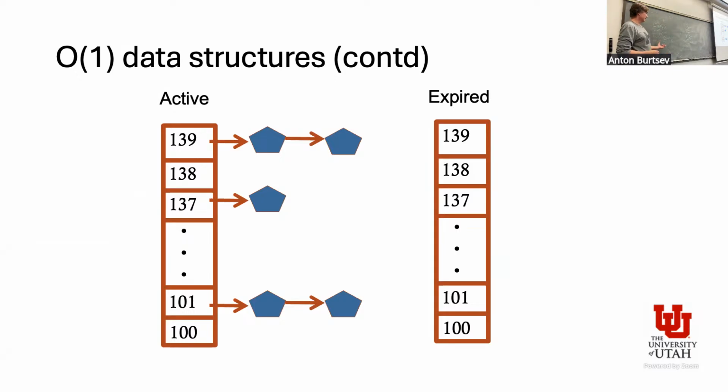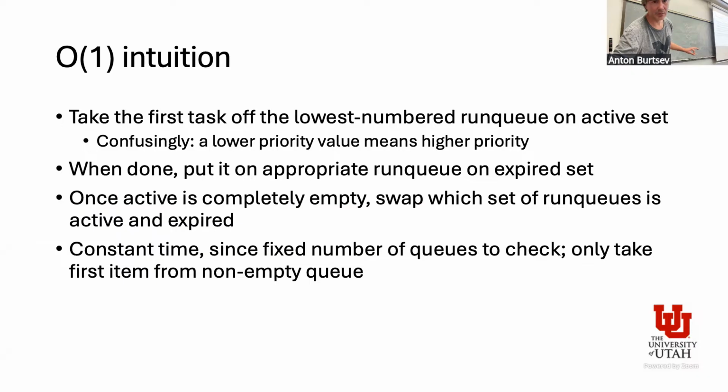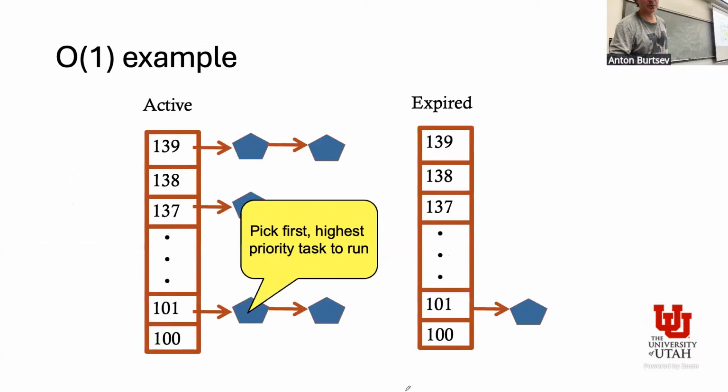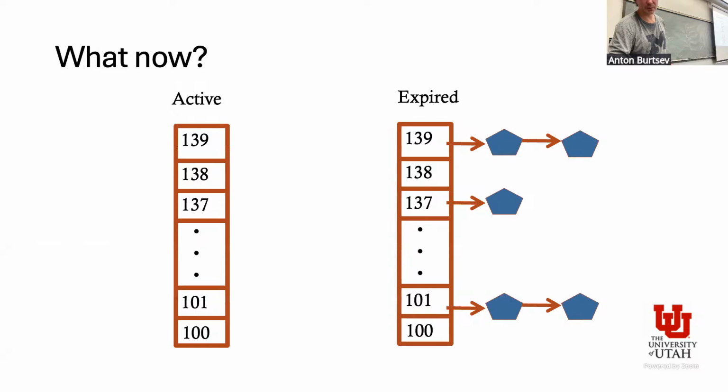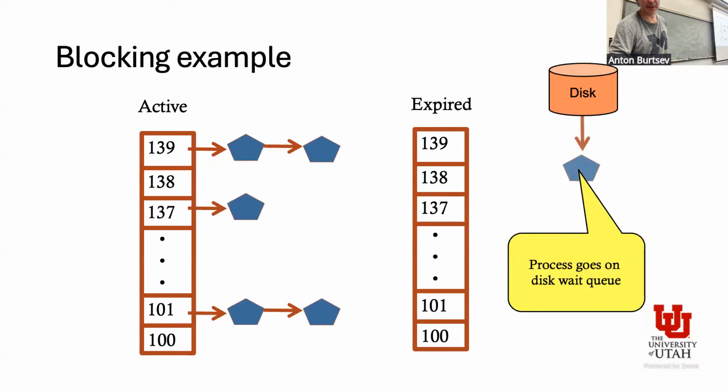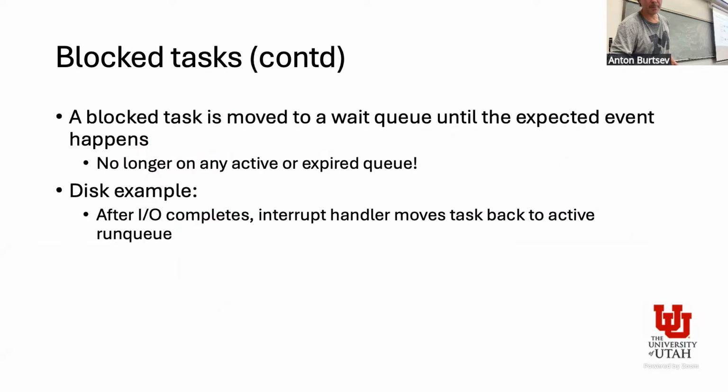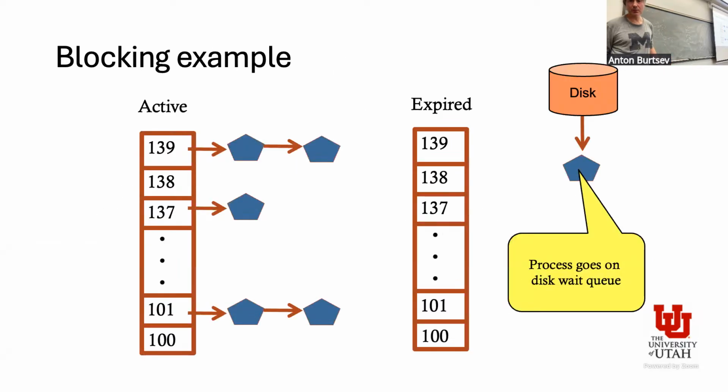So even this choice for why to have 2 run queues is not entirely clear, but this is what they did, and it seemed to work for them. So they said, okay, this is just a description of what I was discussing. Pick the first highest priority task to run, move it, switch the queues. IO is blocked here. Okay, so that seemed to be fine.